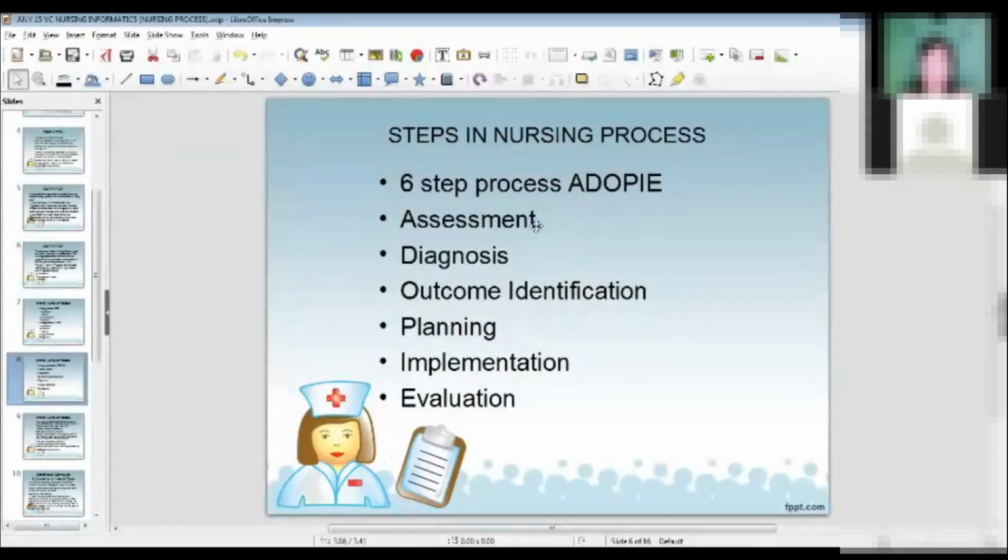In assessment, we have cues. So these cues could be subjective or objective. When we say subjective, these are verbalizations by the patient. So for example, "masakit ang aking tiyan." That is a verbalization, that is a subjective cue.